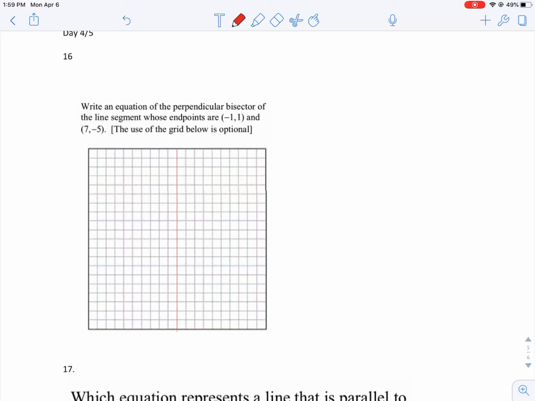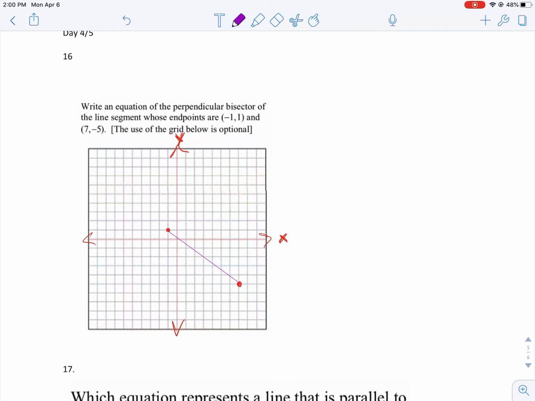All right, so write an equation of a line perpendicular to the line segment whose endpoints are (-1, 1) and (7, -5). Let me draw the axes in here. So there's that axis, and there's that axis. So y, x. All right, so (-1, 1) and (7, -5). 1, 2, 3, 4, 5. And draw those endpoints in there. Okay, so there is our line.